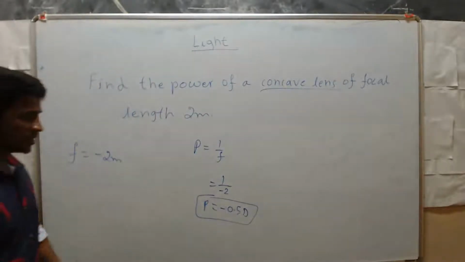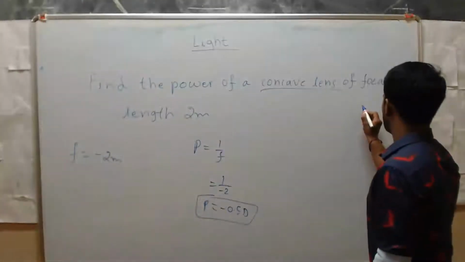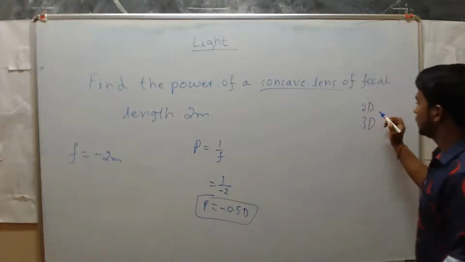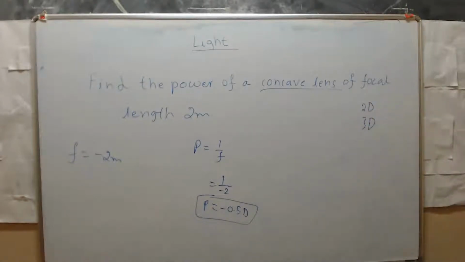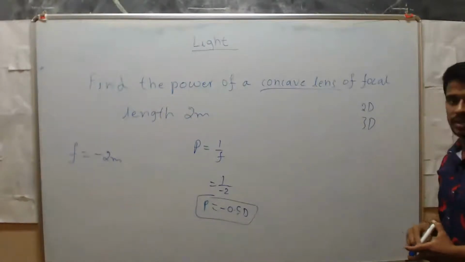Then what is the meaning of this 0.5 D? You know what is the meaning of 2D and what is the meaning of 3D? So we can say that this is 2 diopter and this is 3 diopter. Then what is the meaning?